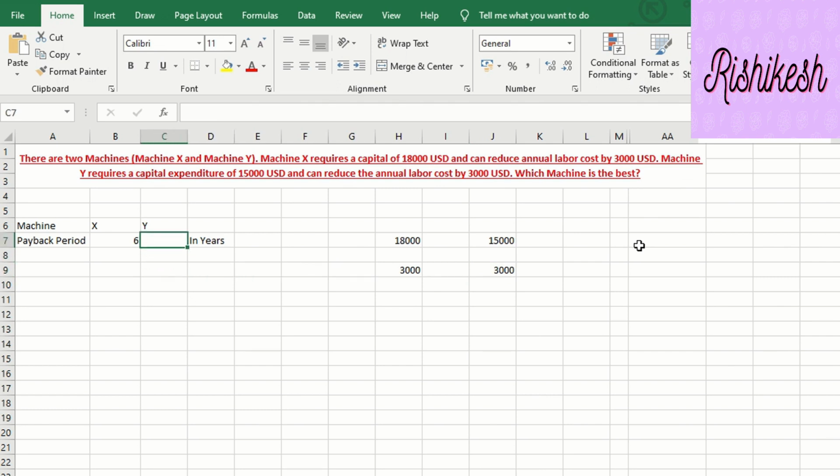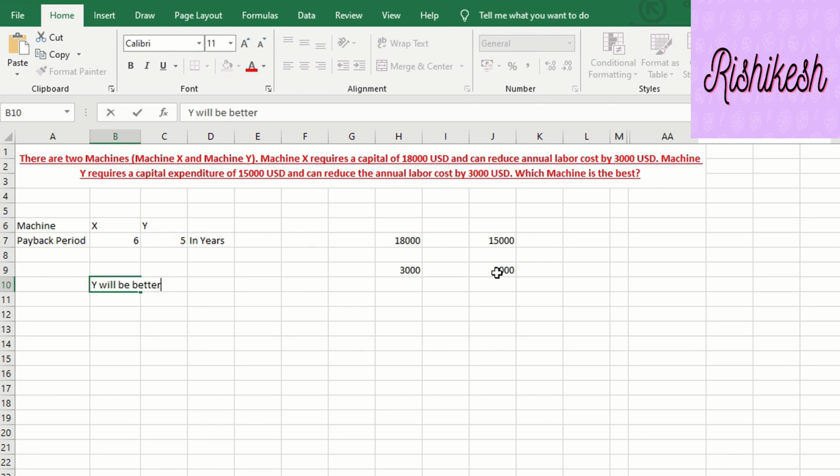So in how much time can you recover this cost of Y? That will be given by this 15,000, that is J7, divided by this 3,000, that is J9. That comes out to be 5 years. So as I can see from here, the payback period of Y is less than that of X. Means in case of Y, you will be able to recover your cost in a lesser period of time. So Y will be better. So Y should be selected.